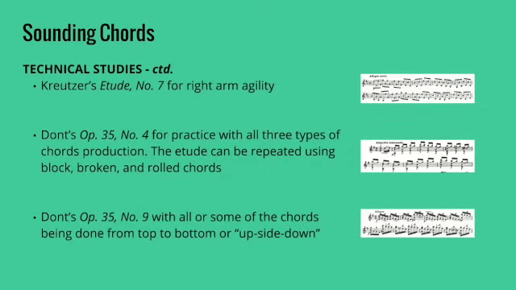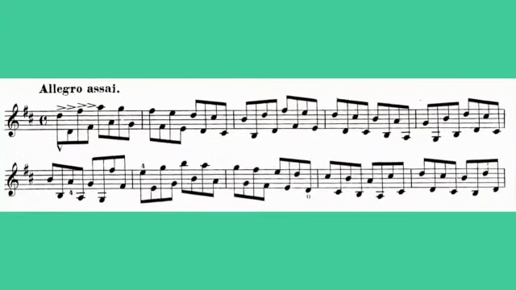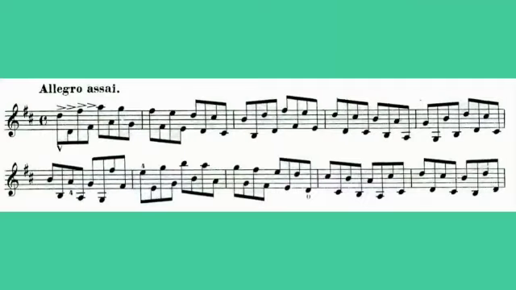Some more technical studies that could be useful, again from Kreutzer, I do have number 7 listed. And this helps with the agility from the right arm. These are just octaves, but what happens with these string crossings is hopefully from the shoulder joint, it helps to promote some movement in this area. As students are practicing the string crossing, you can gain some flexibility in making sure that there's looseness in here and that the muscles are not tense as that's happening.